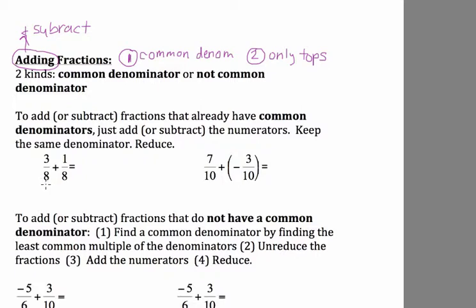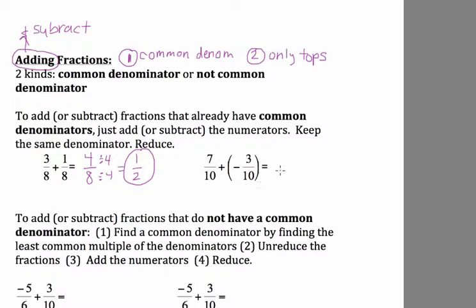Keep the same denominator. For example, 3/8 plus 1/8. Keep the same denominator, 8, and add your numerators. 4/8. Reduce. You may look at 4/8 and know that it reduces to 1/2. That's fine. Otherwise, divide out of both top and bottom of 4. So the numerator is 1, the denominator is 2, 1/2.